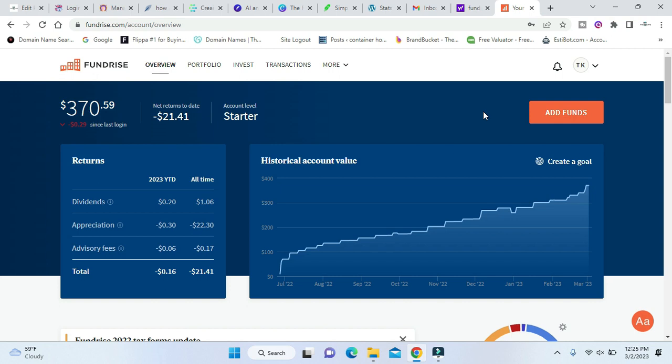If you don't want to go buy a property, you can put the money in Fundrise and it'll do it for you. Fundrise, for me, is a long-term hold. I'm not trying to use any of this money until retirement. Now, I only got $370. I'm going to add $30 here soon to make it $400. And for me, Fundrise is a long-term hold.